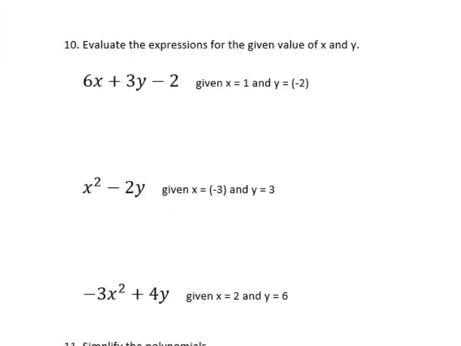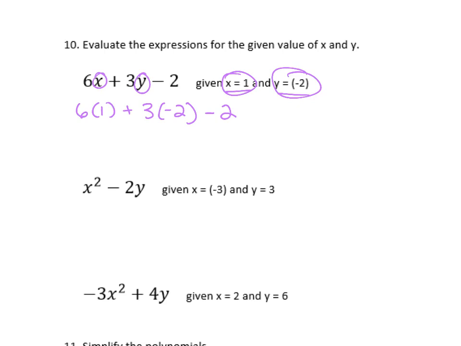Problem 10 asks us to evaluate the expression given the value of x and y. So I have 6x plus 3y minus 2, given x equals 1 and y equals negative 2. So wherever I see an x and a y, I'm plugging in 1 and negative 2. So I have 6 times 1 plus 3 times negative 2 minus 2. And now this is just an order of operations problem. I have no parentheses, no exponents.